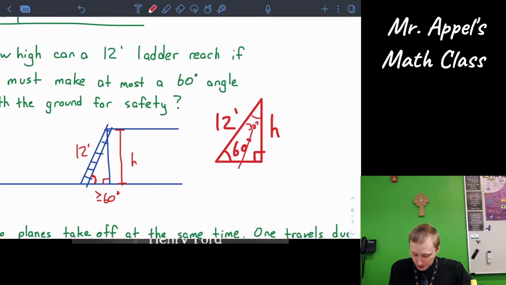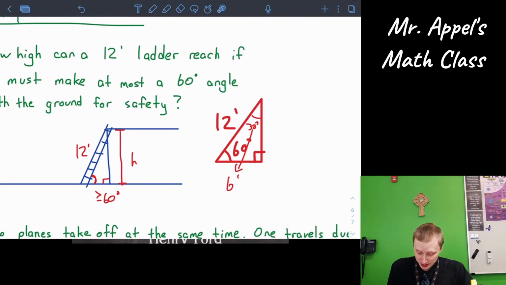Across from the 30-degree angle is the shortest possible side. The shortest side is also always half the hypotenuse. Okay? In a 30, 60, 90 triangle, the shortest side is half the hypotenuse. So that means this is 6 feet.